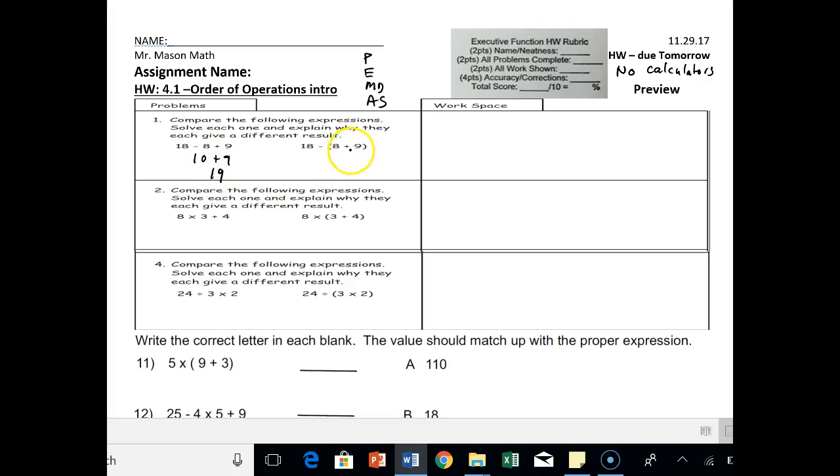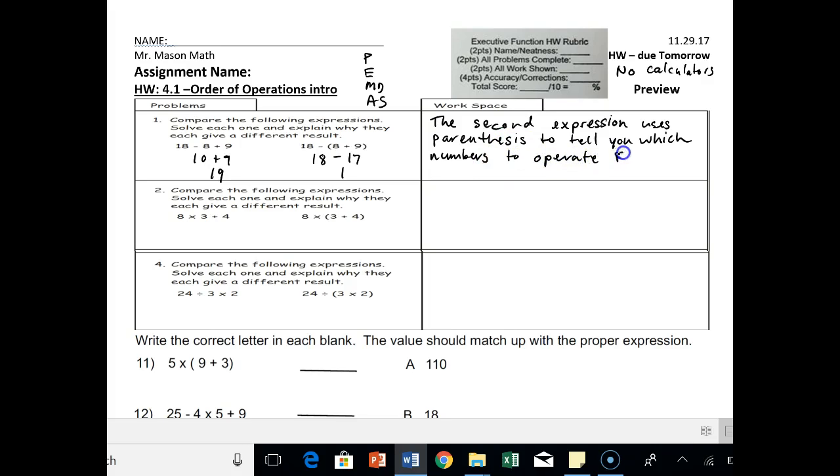In this case, they say do the parentheses first. So 18 minus 8 plus 9 is 17, and that's 1. So why do they give you different answers? Well, the second expression uses parentheses to tell you which numbers to operate first. That's a good explanation of why they gave you different answers, right? The order of operations tells you to use parentheses first.